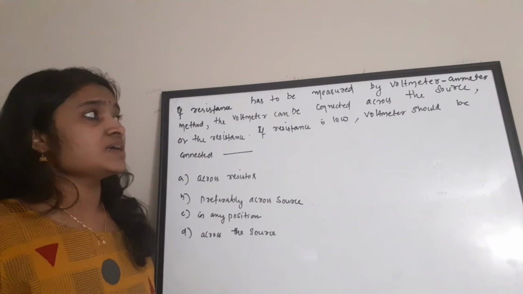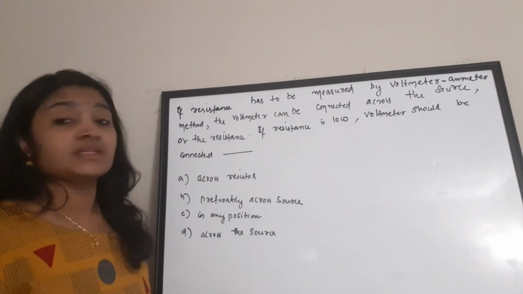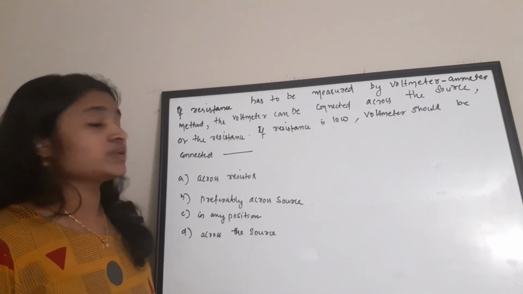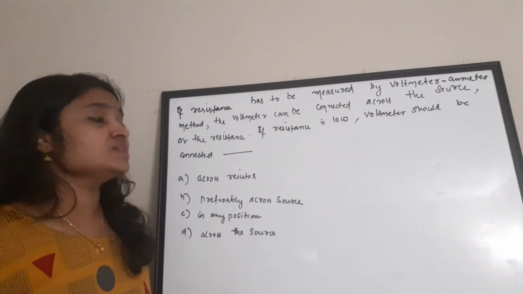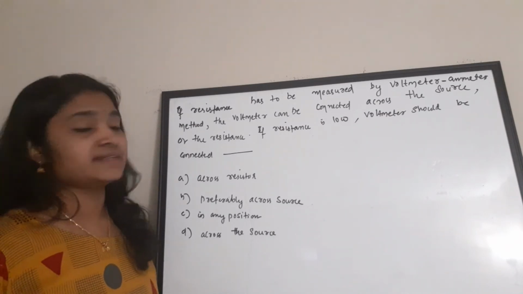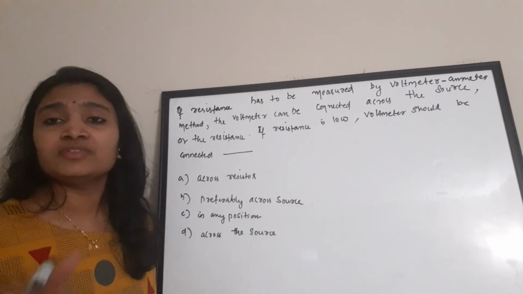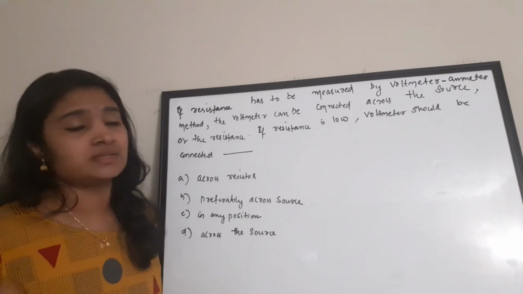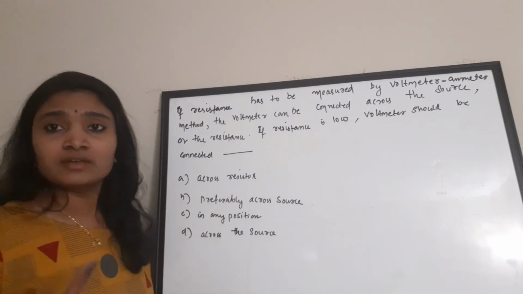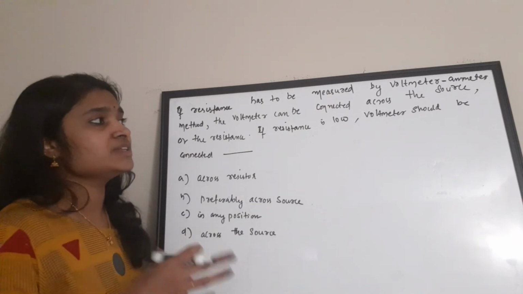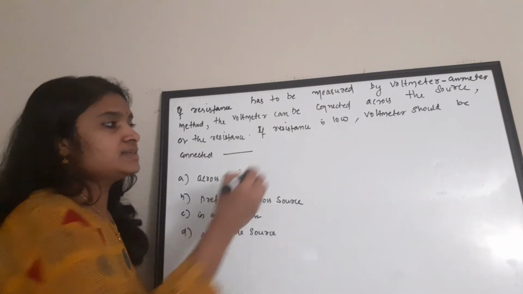If a resistance has to be measured by the voltmeter ammeter method, the voltmeter can be connected across the source or the resistance. If resistance is low, the voltmeter should be connected dash. So in the voltmeter ammeter method, we use a voltmeter and an ammeter to measure the current and the voltage. So the general mode of connection for a voltmeter ammeter method is like this.